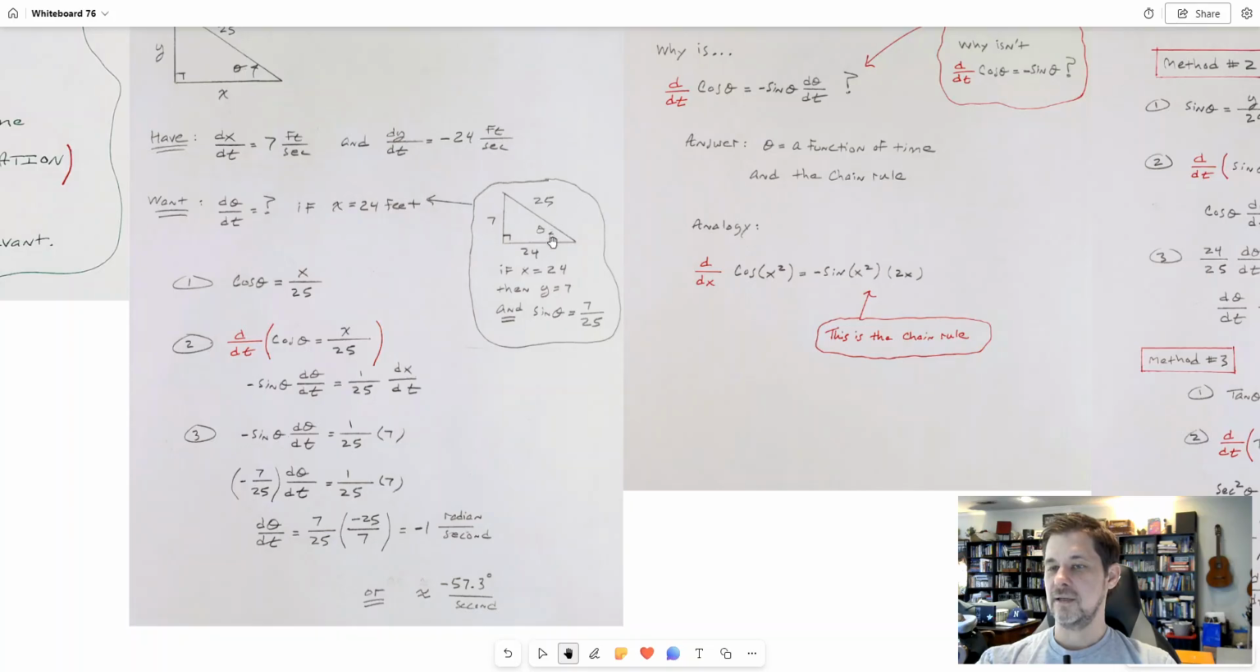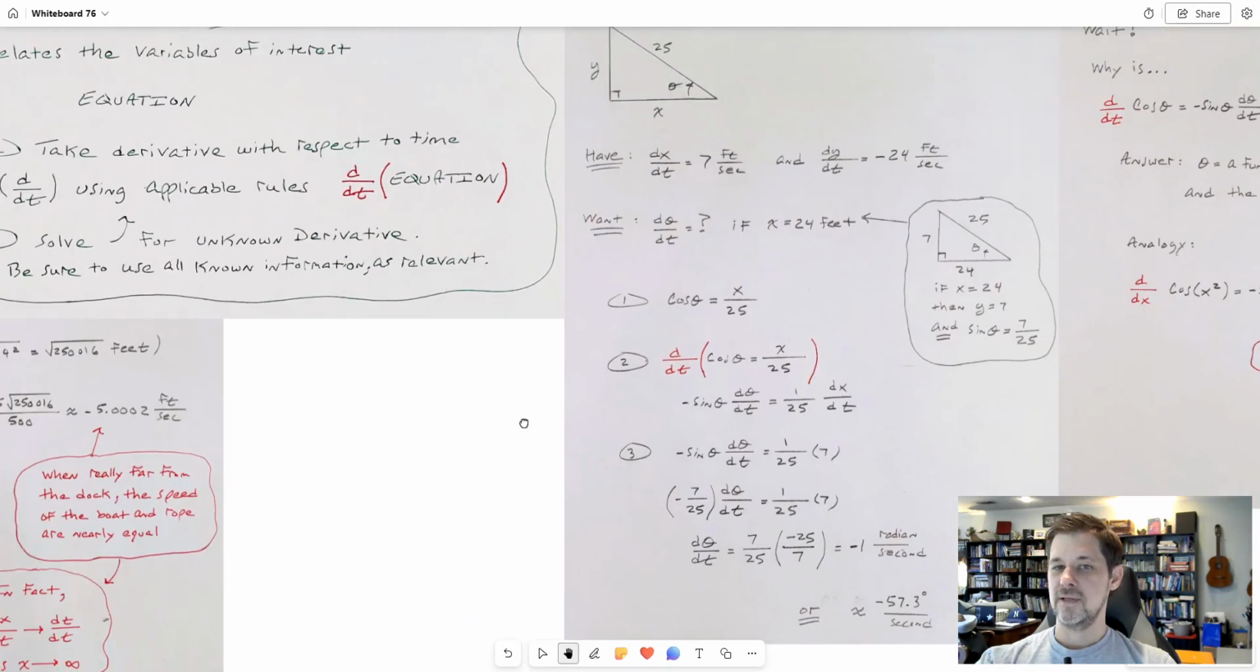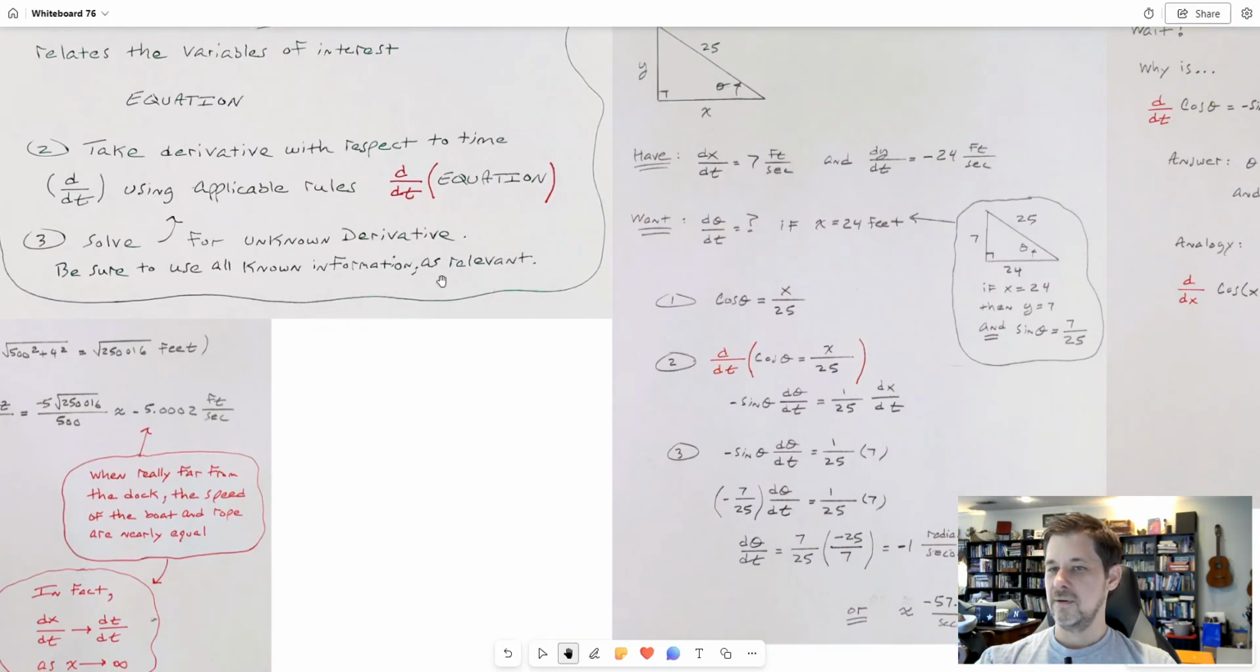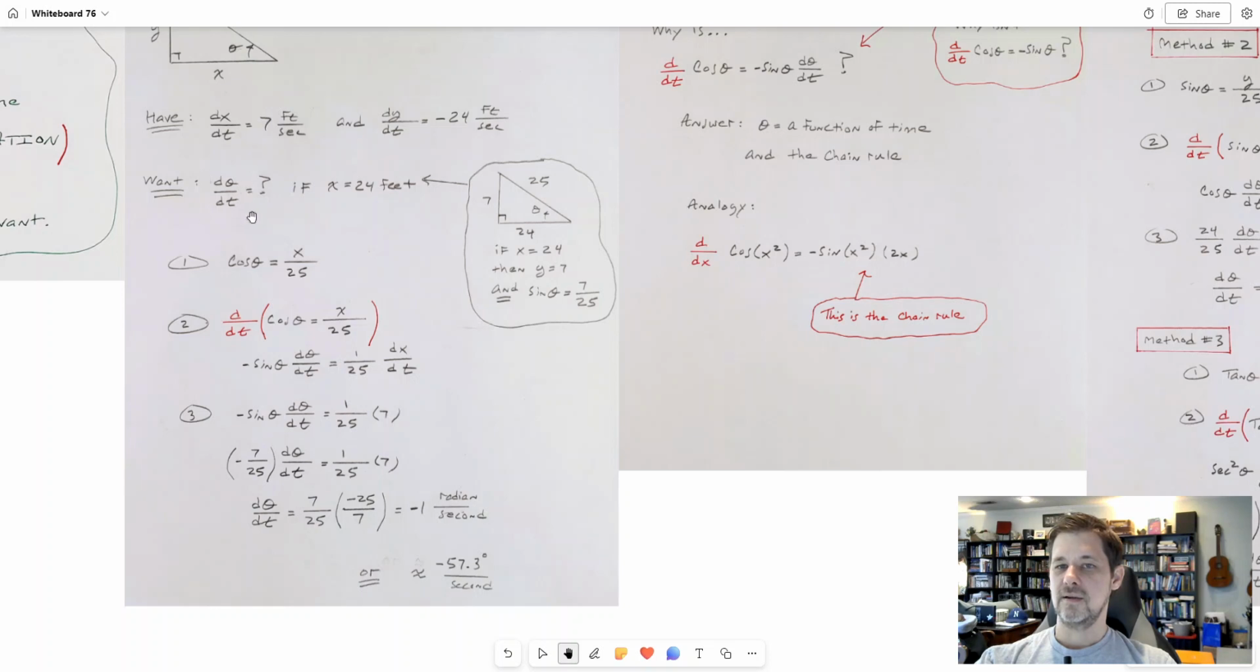See, there's theta. What's sine of an angle in a right triangle? It's opposite over hypotenuse. So by extension here, I know that sine theta is 7 over 25. So I'll put that in there for sine theta. Now, when I do that, notice, in step 3 here, using all the known information as I need to, that leaves only the thing I'm trying to solve for. That leaves d theta over dt.